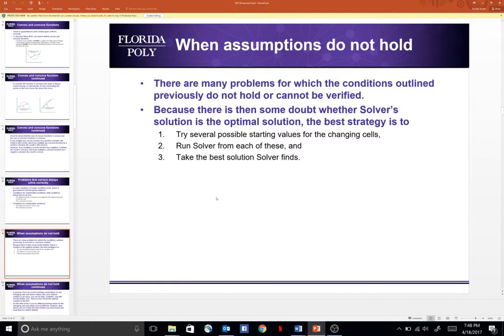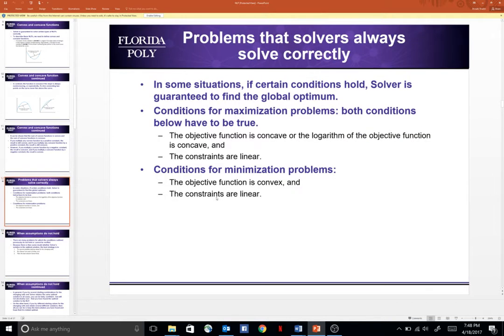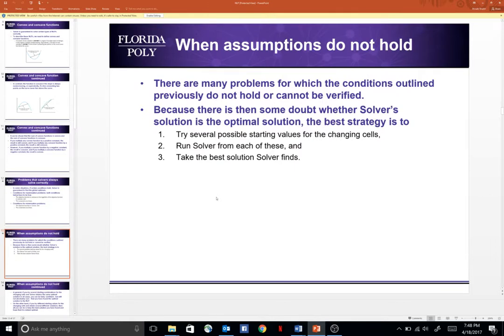And in that case, what actions can we take? That's really the question. If we have situations that do not hold to these assumptions, which is quite possible, then what do we do? Well, in that case, it's not so obvious. We can try different starting points for our changing cells. So instead of setting it to 0, we can set it to some certain value, maybe over a range of values, and see what results we get.